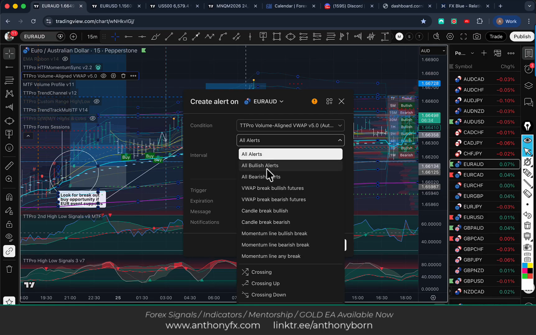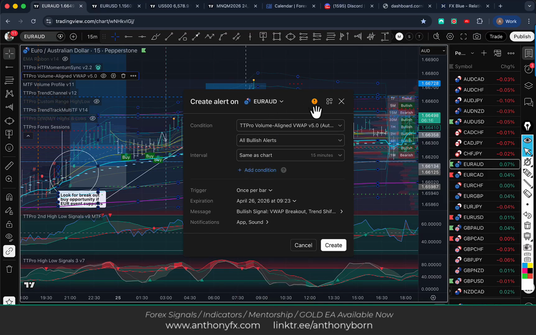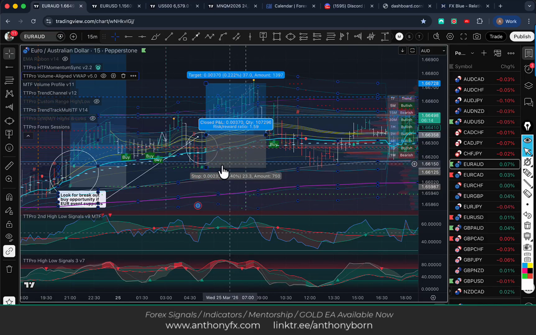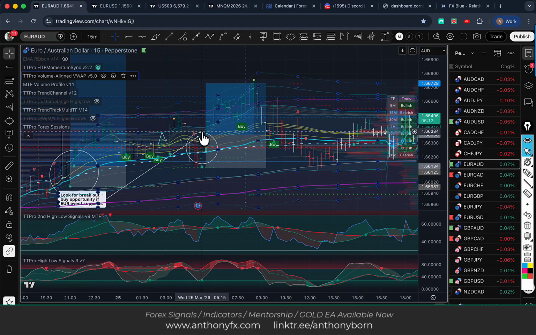But that's going to give you the bar color changing from red to green or whatever, okay? But that one in particular, that's a momentum line bullish break. So you just set bullish alerts, all bullish alerts. There you go. Just keep it simple. But just be careful because it'll give you, well, it gave you that green candle here. Perfect. You see the little asterisk?